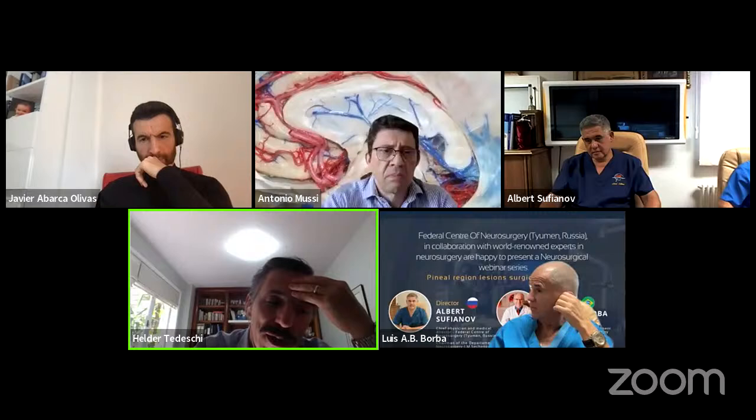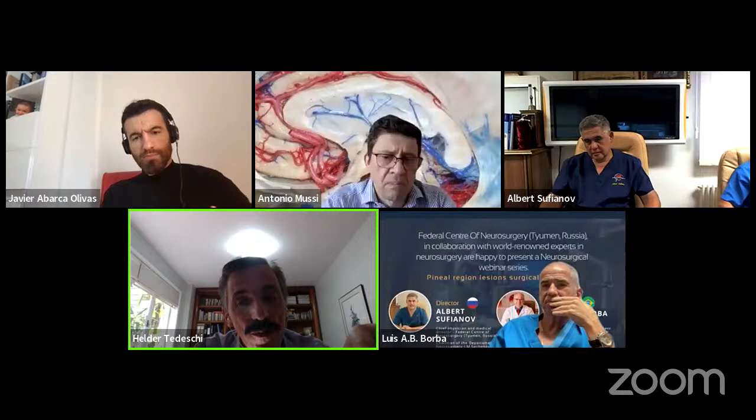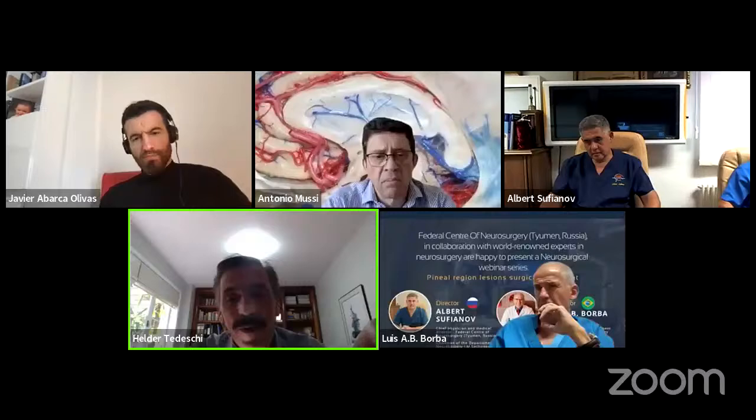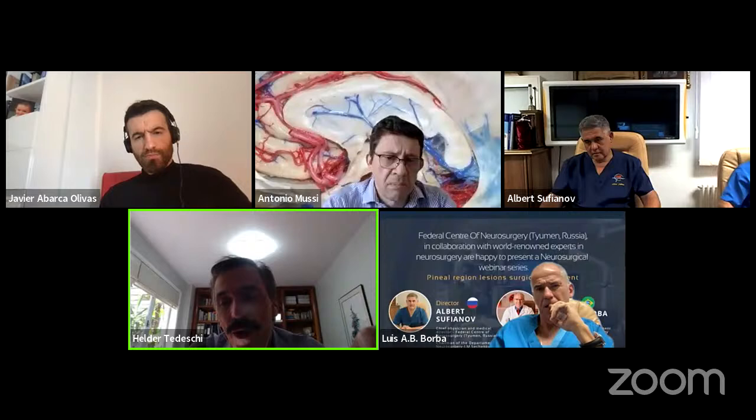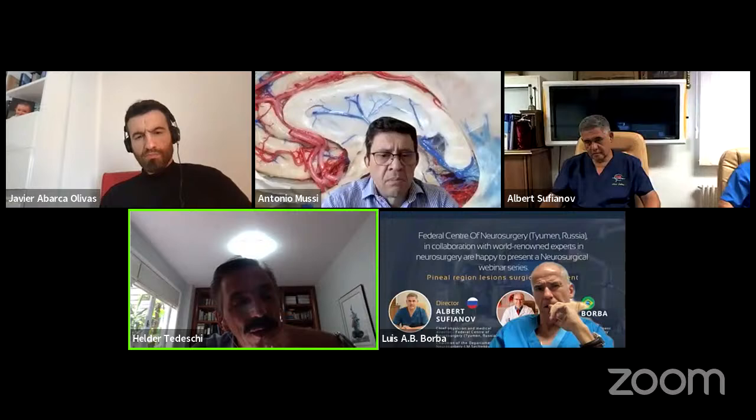It's not so easy to retract the basal vein of Rosenthal. That's why I said that the best place to place your microscope is along the occipital pole, coming from an almost midline trajectory. You go parallel to the falx in that position, and then you can see a little bit better. But the problem is still ipsilateral. But most of the time, you can manage the ipsilateral side.